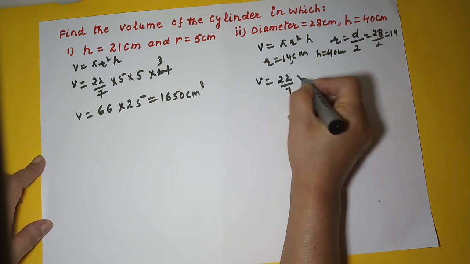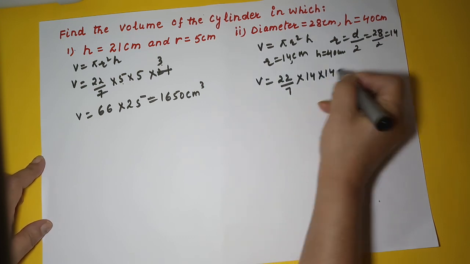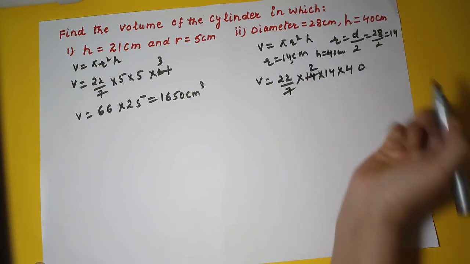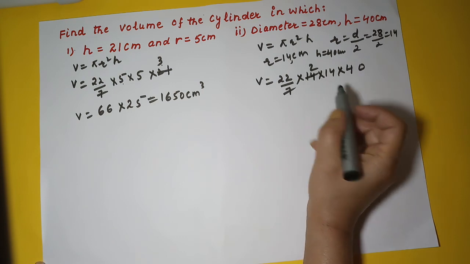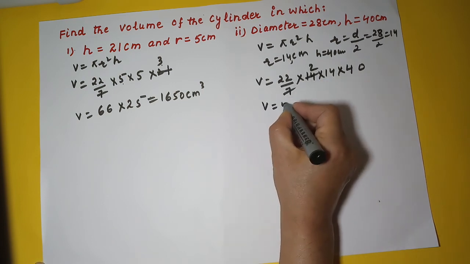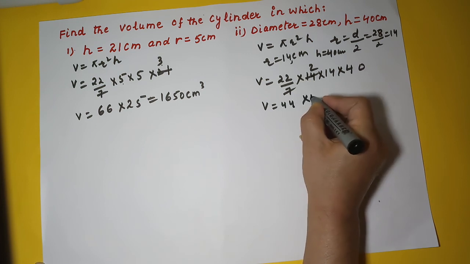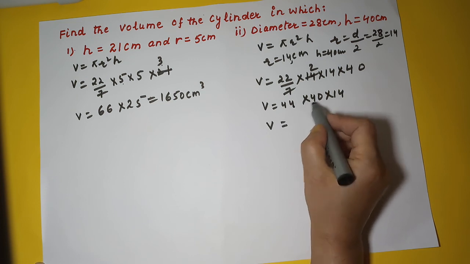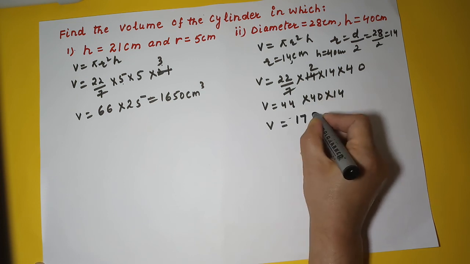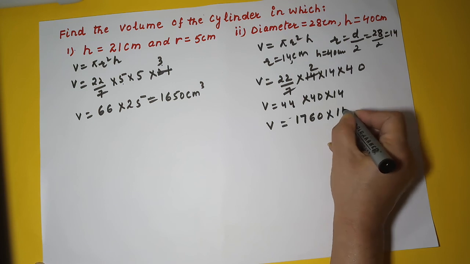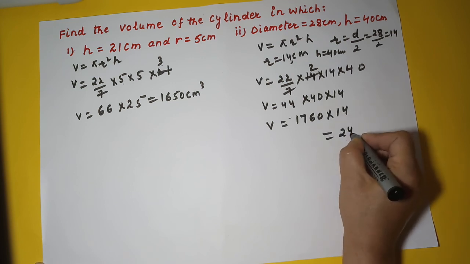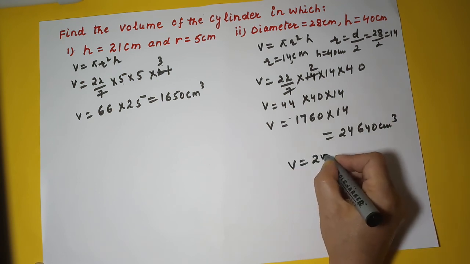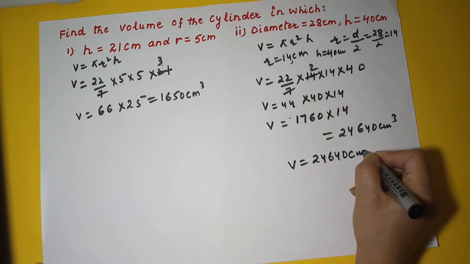22 by 7 into 14 into 14 into 40. So 7 2s are 14. So finally we have 22 into 2s are 44 into 40 into 14. So volume is equal to this, and this is 1760 into 14, which is equal to 24640 centimeter cube. So your volume is 24640 centimeter cube.